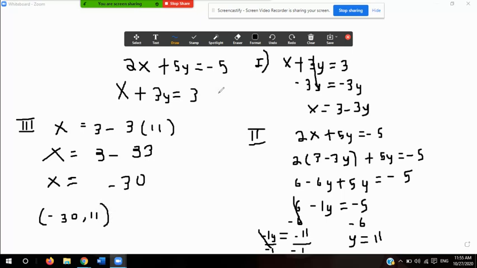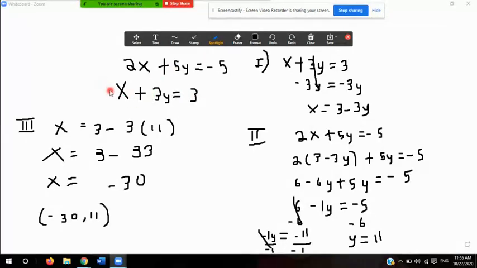So I look at my equations: 2x plus 5y equals negative 5, and x plus 3y equals 3. And I want to solve for one of the variables, either x or y. In this case, I chose to solve for x just because the x has a coefficient of 1 in front of it, so it'll just be easier. So this first step is to take the equation x plus 3y equals 3 and solve for x. So I subtracted 3y on both sides.